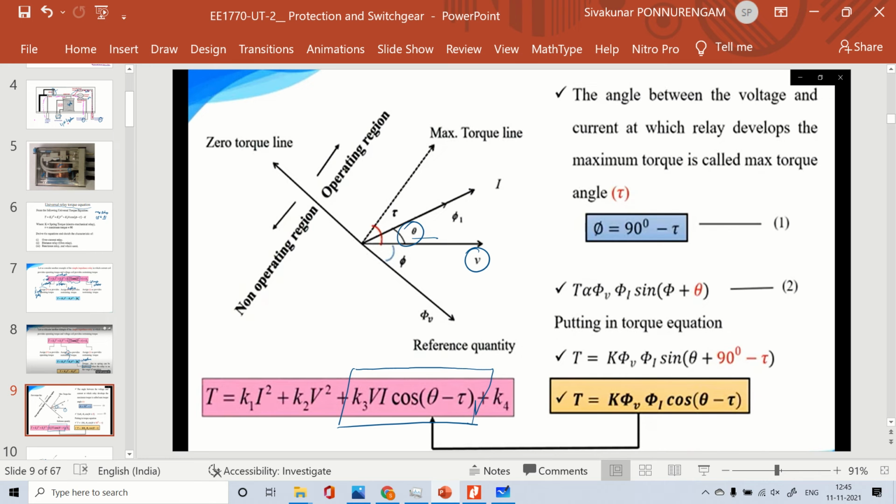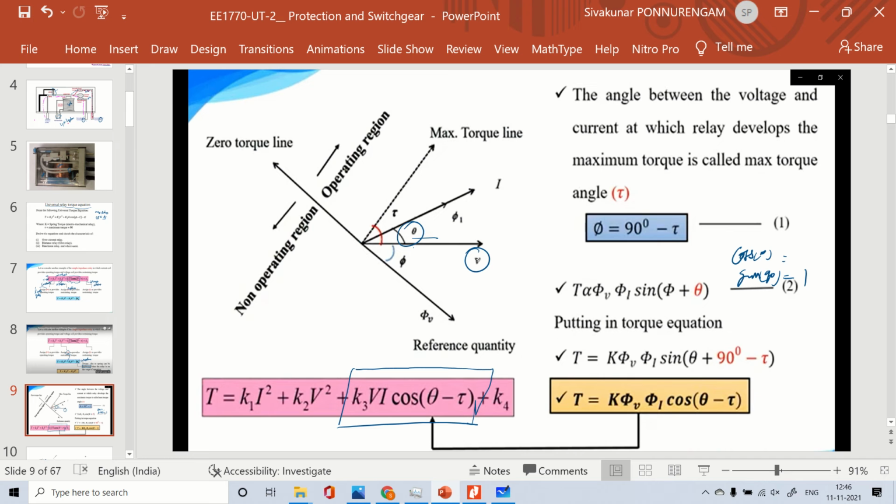So for what conditions do we get the maximum? Normally, we are well aware of cos of 0 and sine of 90. Sin 90 is equal to 1, and similarly cos of 0 is 1. So depending upon 90 degrees minus tau, we obtain the maximum torque. This is the voltage and the current.